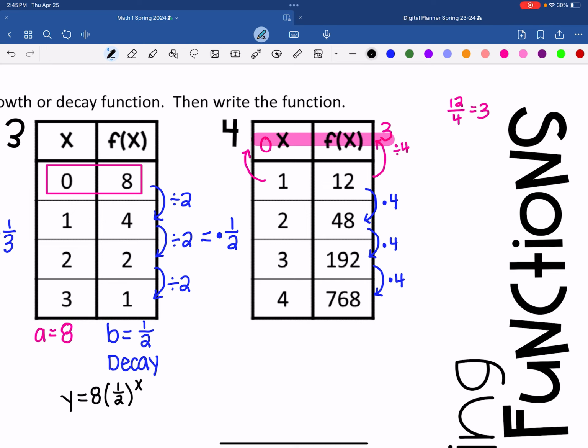All right, so we have an A value of 3. We have a base of 4, which is my multiplier. My multiplier is going to represent growth because we're multiplying by a number greater than 1. So that means y equals 3 times 4 raised to x.